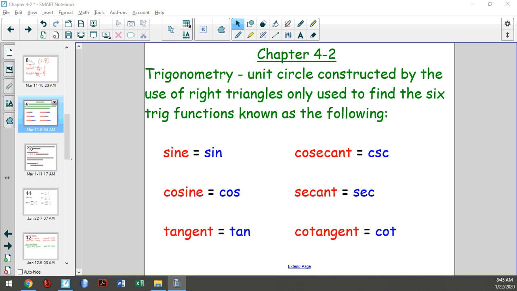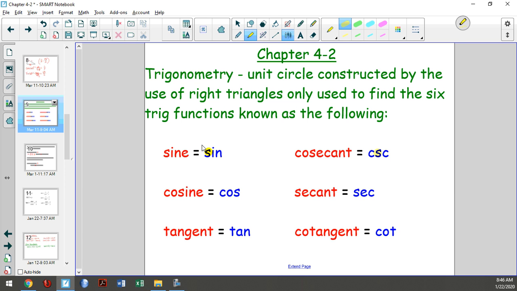Cosecant is the reciprocal of sine. This is the way I remember it. S in the middle, sine. Okay, they're reciprocals of one another. Cosine and secant are going to be reciprocals, and tan and cotangent are going to be reciprocals.